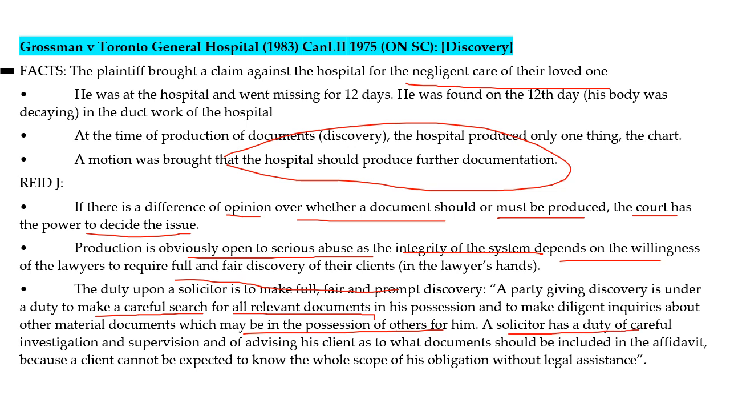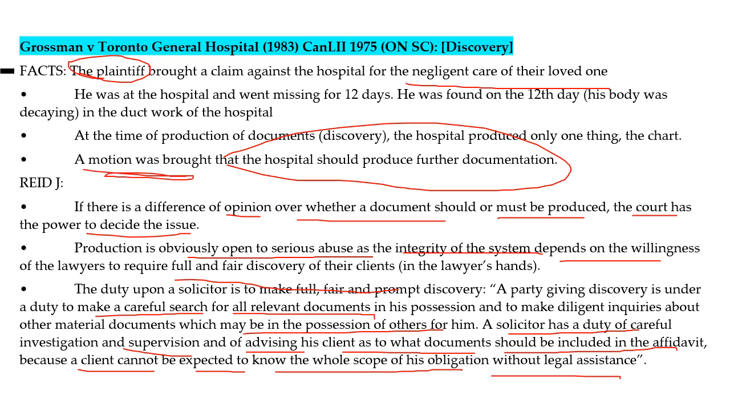The solicitor has a duty of careful investigation, supervision, and advising the client as to what documents should be included in the affidavit, because a client cannot be expected to know the whole scope of his obligation. Here, the plaintiff did not know everything, so it was the lawyer's duty to tell the plaintiff that we need all this further documentation. So a motion was brought that the hospital should produce further documentation.